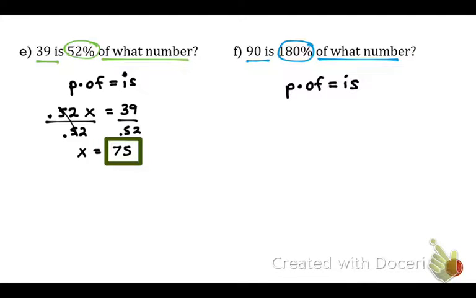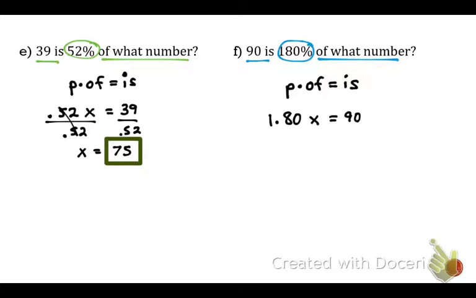Back to Abigail. You change the 180% to a decimal. Okay, what would it be as a decimal? 1.80. 1.80 or 1.8, either one is fine. Times of, what's your of? Don't know the of, so we have to put it as x. Good job. Equals is, 90.